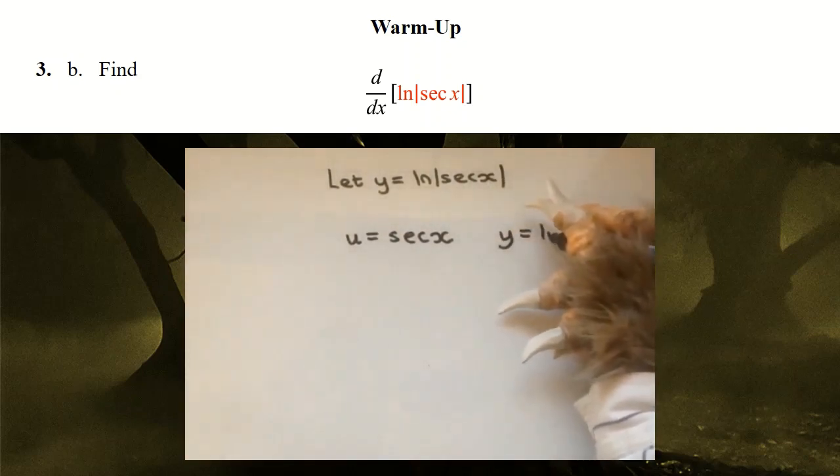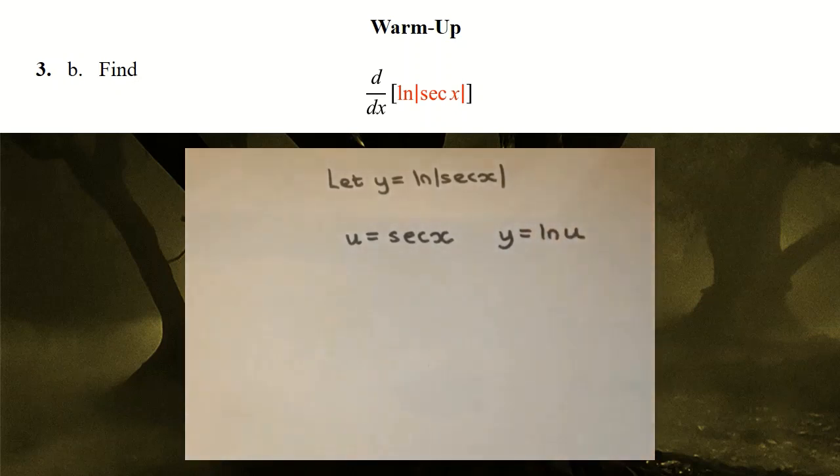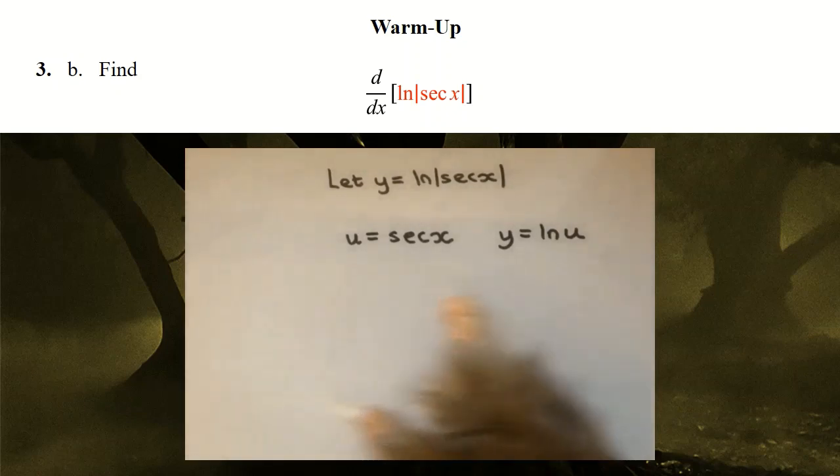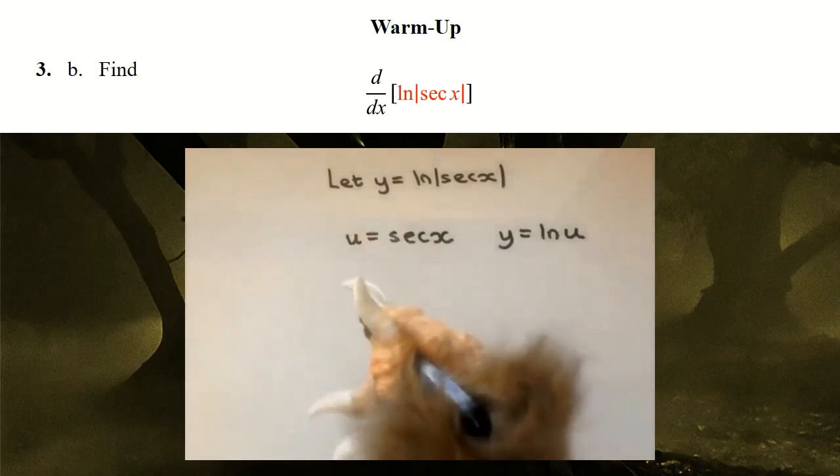Y equals the natural log of u. I'm just going to drop the modulus sign for the time being. Okay, so now we are ready to differentiate. So if you remember from the chain rule, we're going to differentiate u and y separately first. Alright, so let's do that. So du by dx first of all.